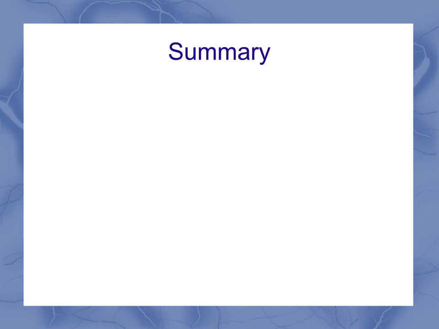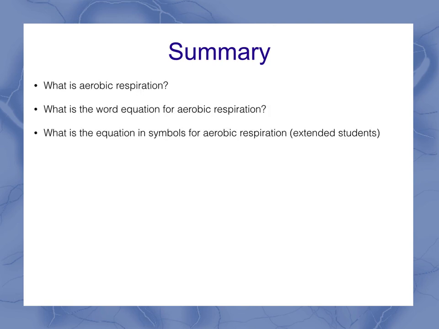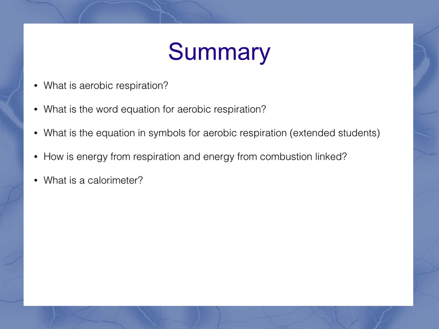Okay, in summary, we looked at aerobic respiration, the word equation, and the equation in symbols. We looked at how energy from respiration and energy from combustion are linked, something called a calorimeter, and then using the information from the calorimeter, so the rise in temperature, to calculate the energy content of food.